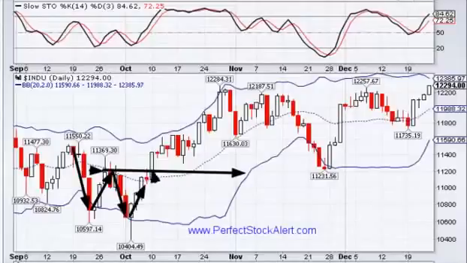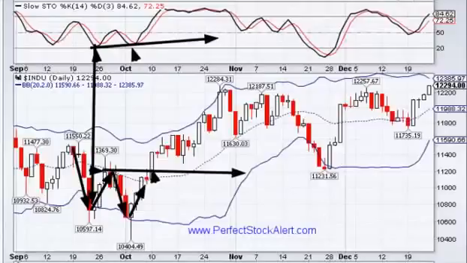Now again, you want to use other indicators to confirm it. I would use the slow stochastic. You notice here, you've got a low point here and a higher low here, showing an uptrend right there. And the corresponding low points of price activity here and here are actually trending down, showing a downtrend.